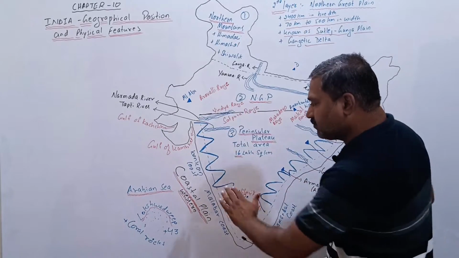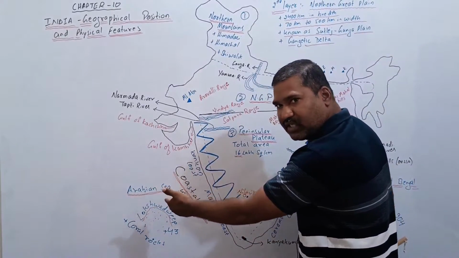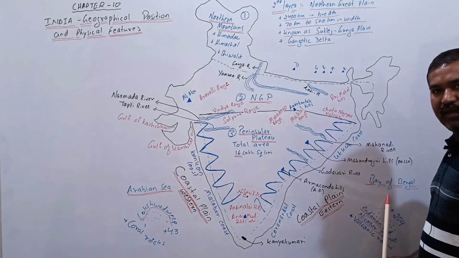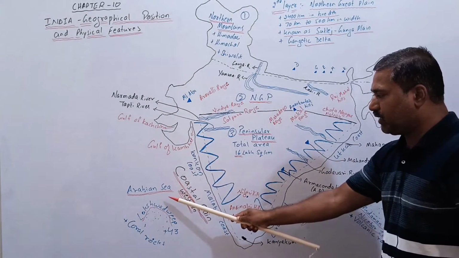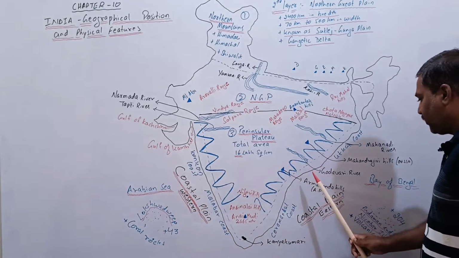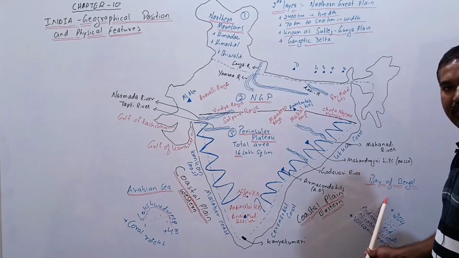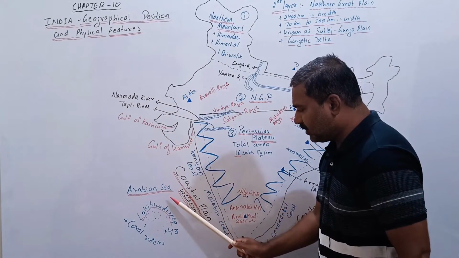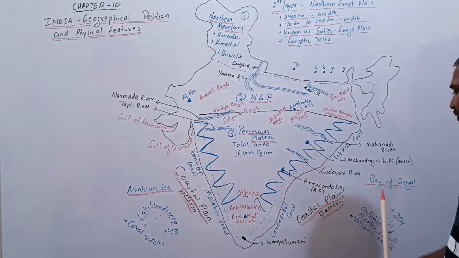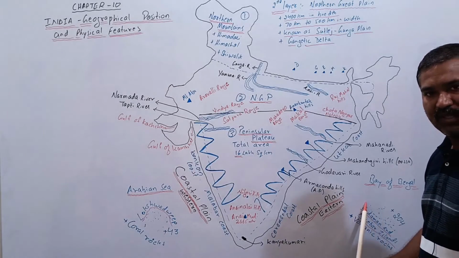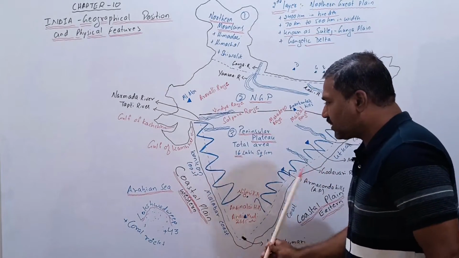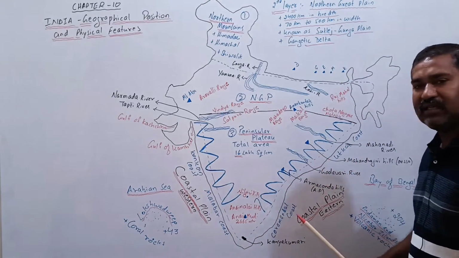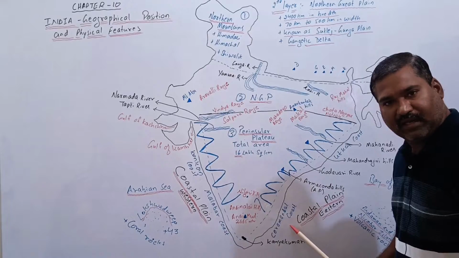The western coastal plain lies towards the Arabian Sea. The eastern coastal plain lies towards the Bay of Bengal. The western coastal plain is near Lakshadweep and near the Arabian Sea. In this way we can easily differentiate between the western coastal plain and the eastern coastal plain.